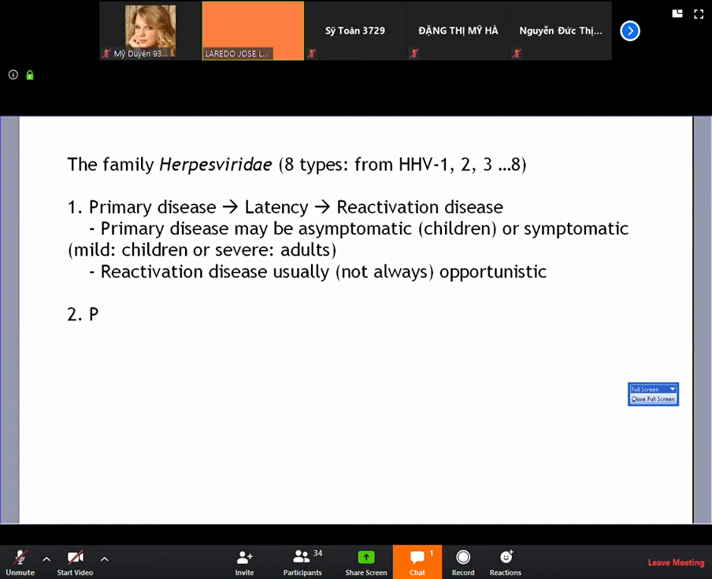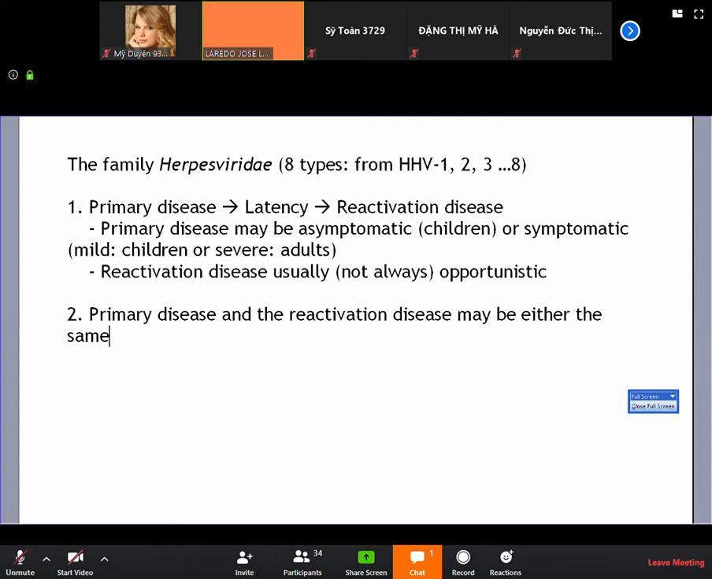Second thing, so for herpes viruses we have two diseases, the primary disease and the reactivation disease. These diseases may be either the same disease or different diseases. I mean, they may appear with the same appearance in the body or different. Today we will study one case. Third feature, common for all.